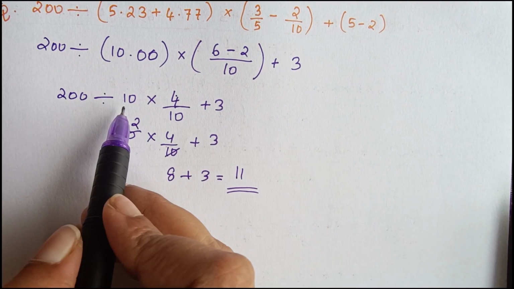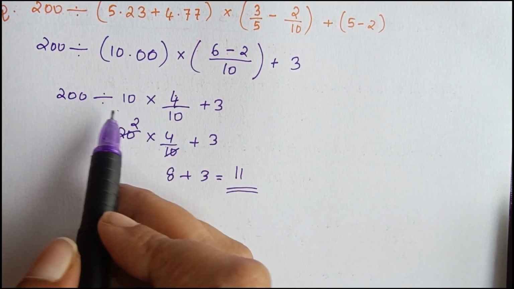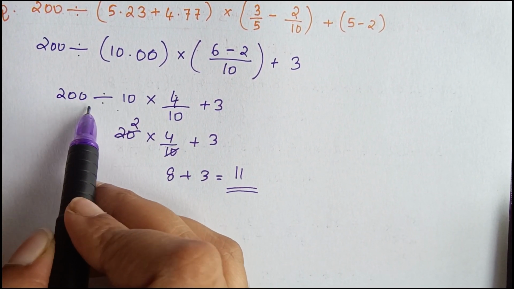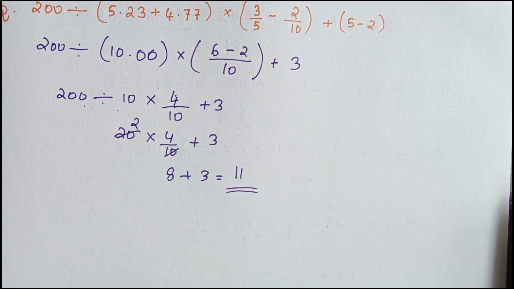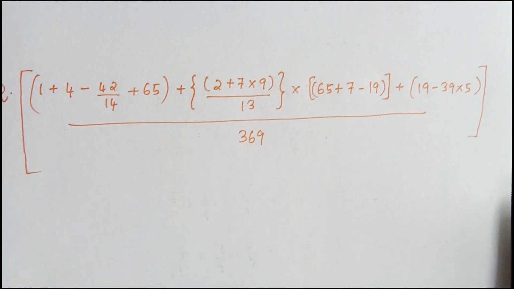So we may have a tendency to cancel this 10 and 10, but you should not do that. You should follow the order, first division, then multiplication. Next question.